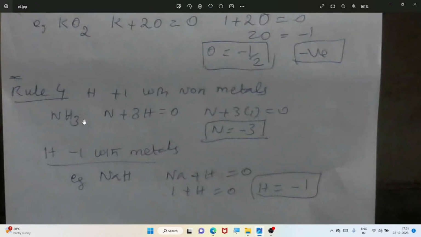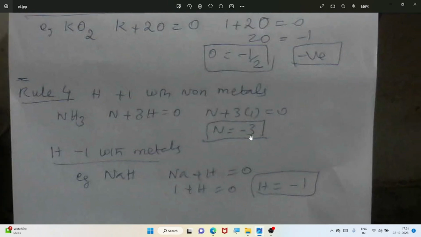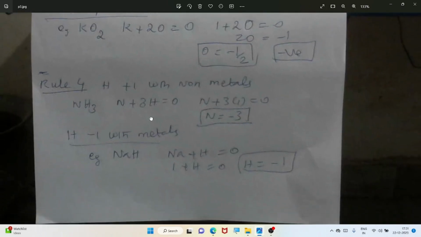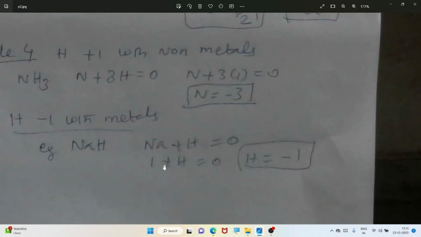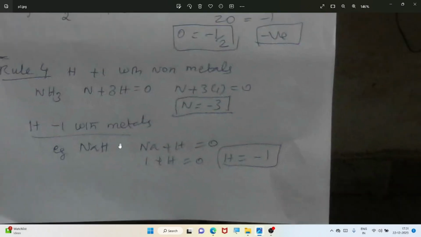In NH3, N is a non-metal, so we use +1 for hydrogen, and we find N equal to -3. But with a metal it is -1. So here we use -1: hydrogen is -1 in NaH.